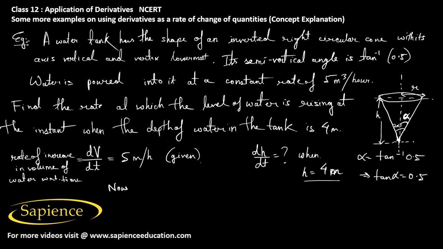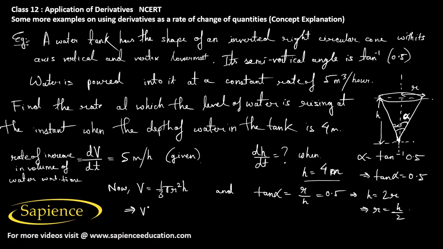So now we know that the volume of the cone is equal to 1 by 3 pi r square h. And here it is given that tan alpha, which is perpendicular by base, equals r by h. So that is given as 0.5. So H is equal to 2R, or we can say that R equals H by 2.